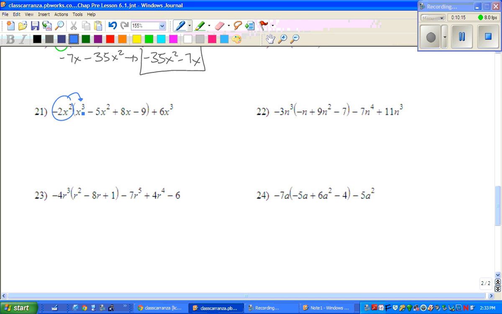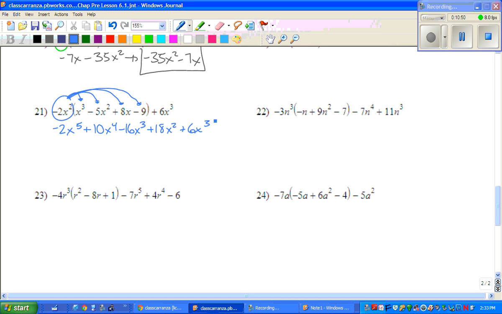So negative 2x squared times x cubed gives me negative 2x to the fifth. A negative times a negative is positive. 2 times 5 is 10. X to the fourth. Negative 2 times 8 gives me negative 16x, and that's to the third power. And then positive 18x squared. And now that 6x to the third, that just stays there.